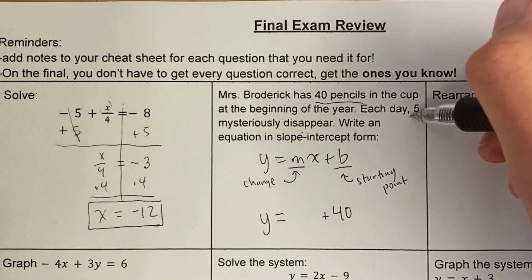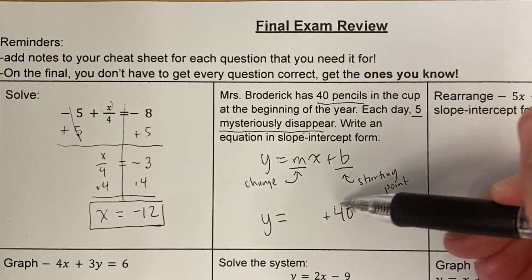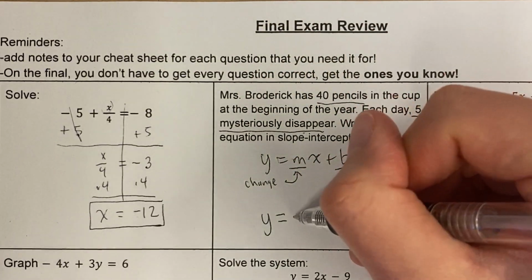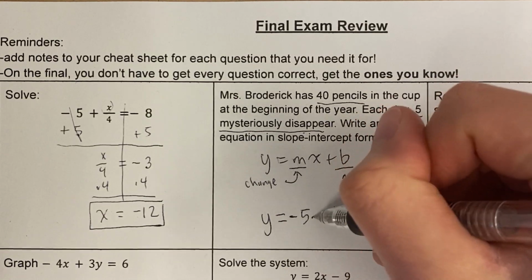Now what's happening each day? 5 disappear. Is this number going up or down? It's going down. I'm losing 5 pencils each day.